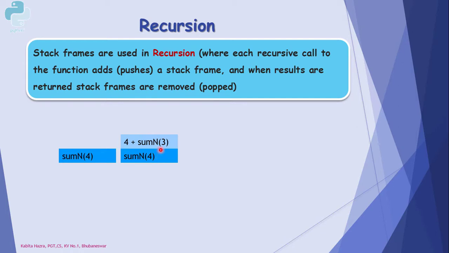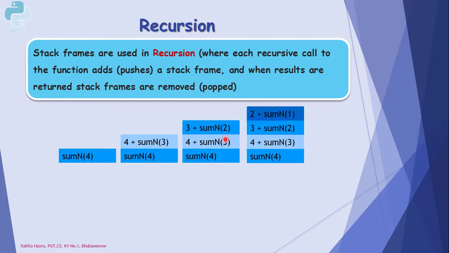Now the sum of natural numbers up to 3 can be computed by adding 3 to the sum of natural numbers up to 2. So another frame will be added for this. Similarly, the sum of natural numbers up to 2 can be computed by adding 2 to the sum of natural numbers up to 1. Now, the sum of natural numbers up to 1 will return 1.